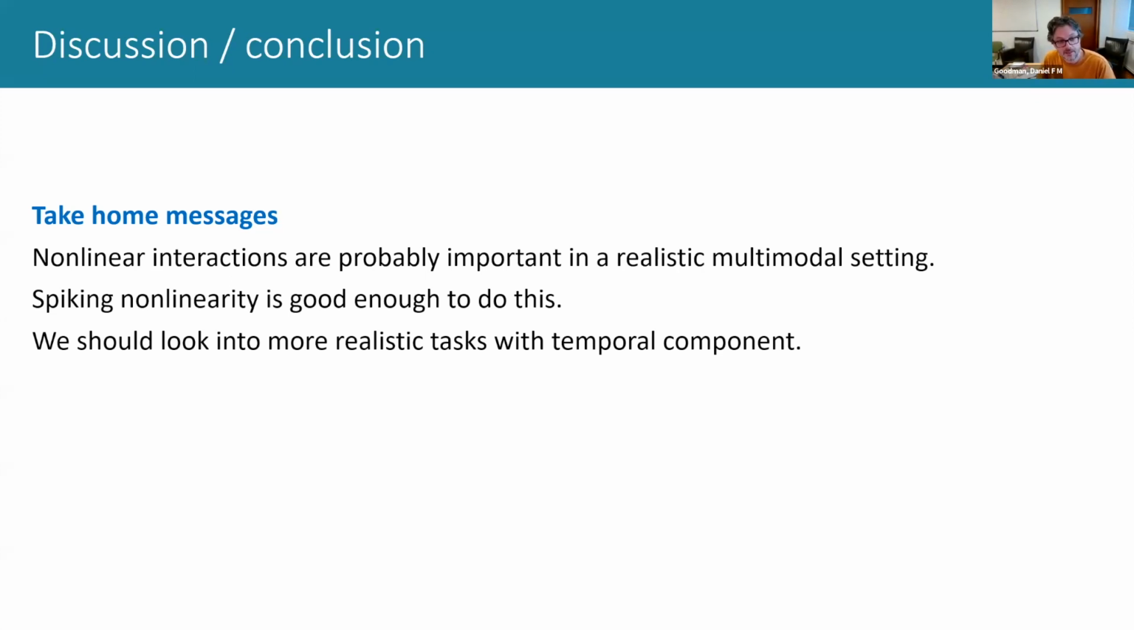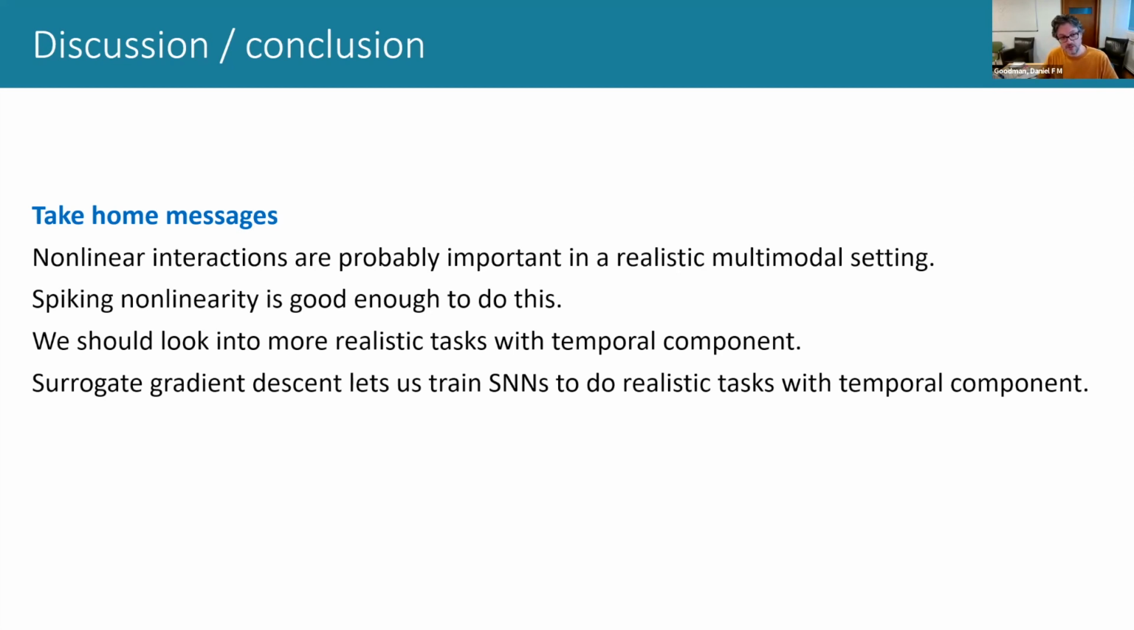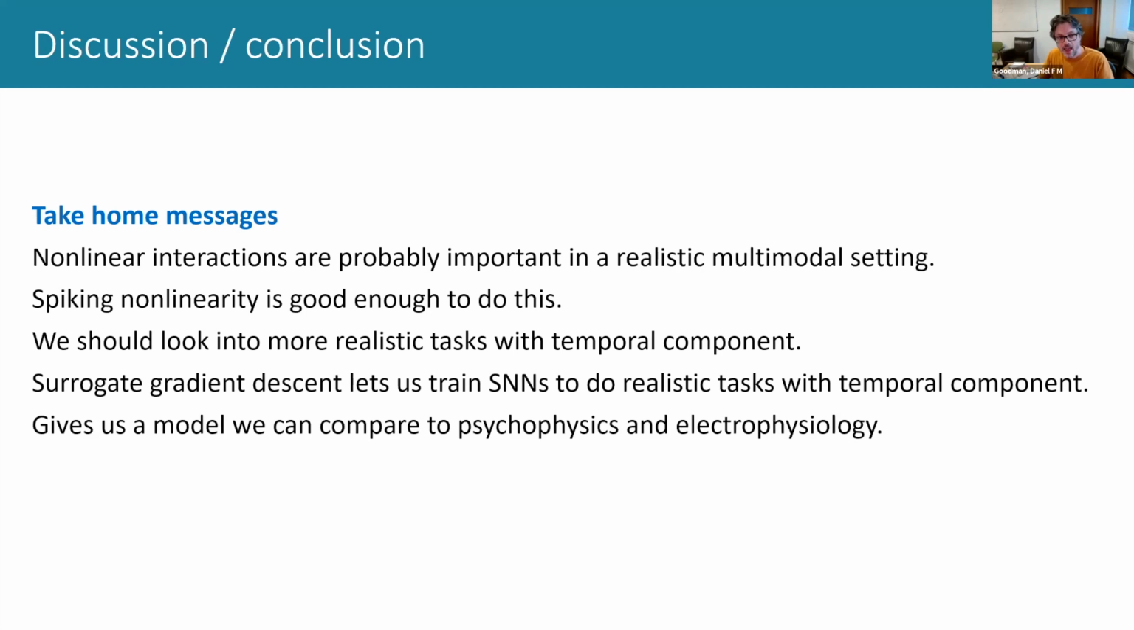A side benefit of all of this is that we can use surrogate gradient descent to train spiking neural networks to do interesting, more realistic tasks with a temporal component. That gives us a model that we can then compare to psychophysics and electrophysiology, because it's directly in the right form to do that comparison. So I think doing all of this is worthwhile. Yeah, that's it for the moment.